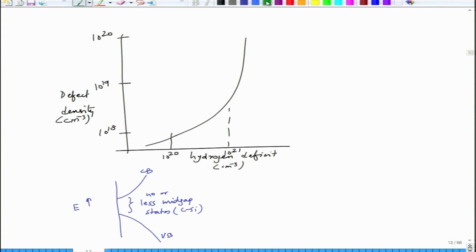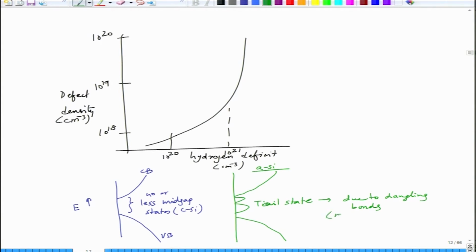But when you do the same for amorphous silicon, of course bands are not very well defined, but let us say if these are bands in amorphous silicon, there are these tail states in these systems. These tail states are nothing but due to dangling bonds, and they reduce by hydrogen passivation.